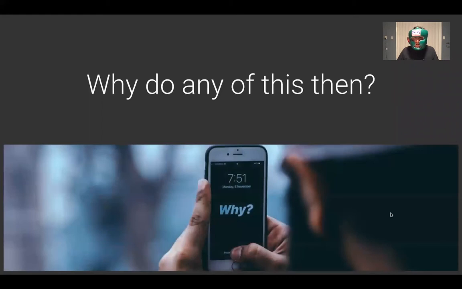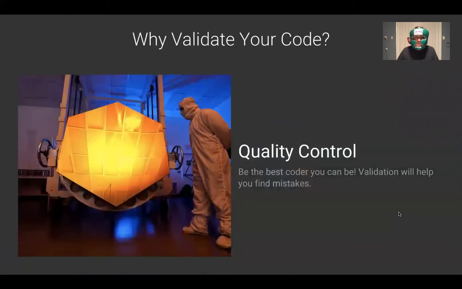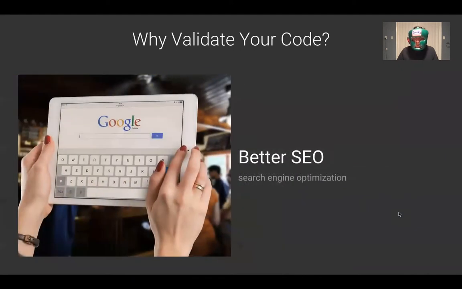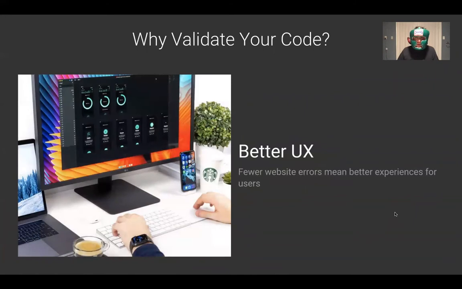So why do we do any of this then? One, for quality control. You want to be the best coder you can be, so validation will help you find mistakes. You can fix them. It's better for search engine optimization, so your website will be found easier in Google and higher ranked in the search rankings. And better UX, because fewer website errors mean better experiences for your users. So you definitely want that.